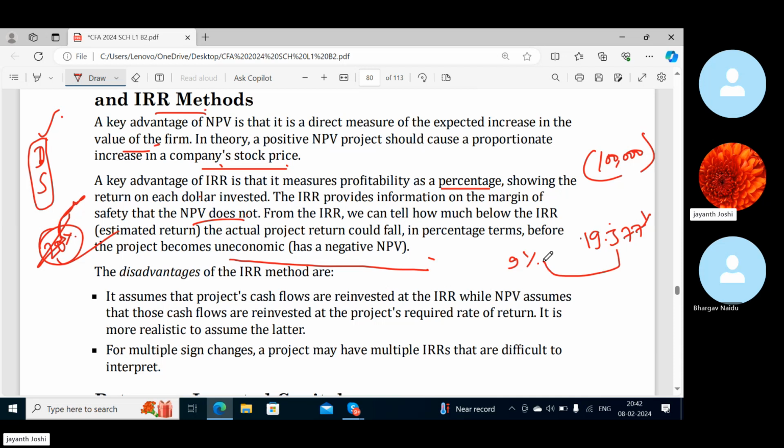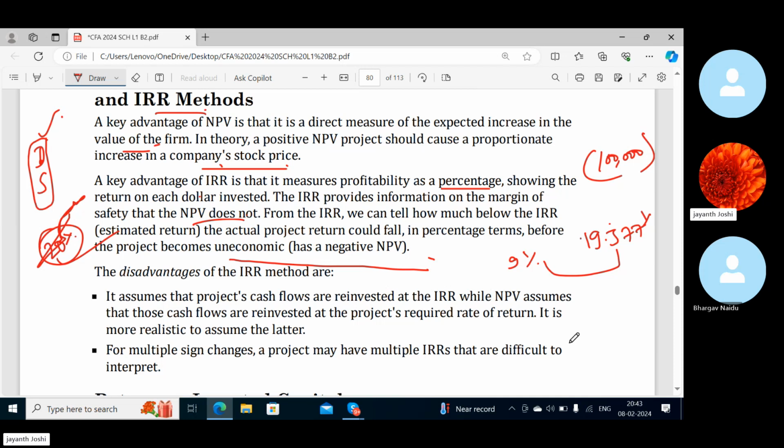So from the IRR, we can tell how much below the IRR the actual project return could fall. If at all it is acceptable for you to take a project, if it is anything less than this, this kind of idea you are getting with the help of IRR, right? With NPV, you will not be able to get that idea.